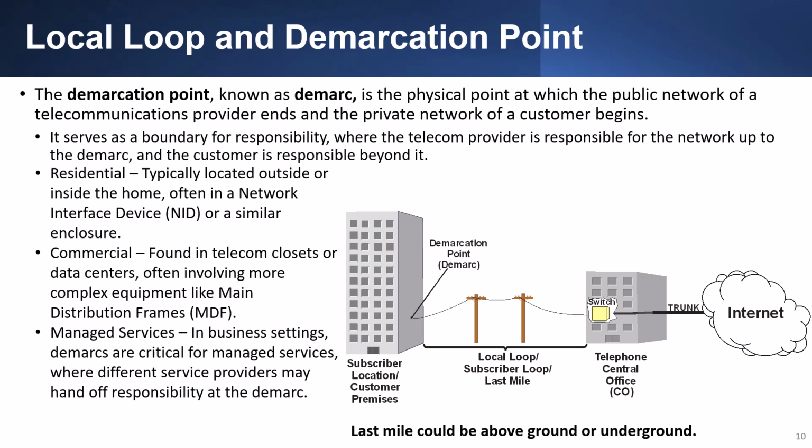Residential home demarcs are typically located outside or inside the home, often in a network interface device, or NID, or a similar enclosure. Commercial properties' demarcs are found in telecom closets or data centers, often involving more complex equipment like main distribution frames, or MDF. In business settings, demarcs are critical for managed services where different service providers may hand off responsibility at the demarc.